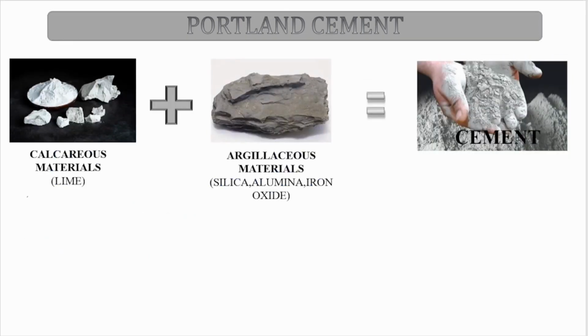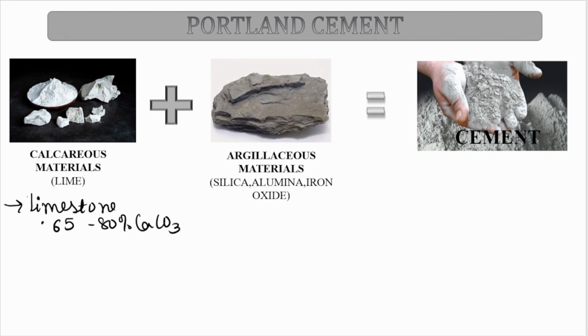So firstly, let us learn about the raw materials of Portland cement. Portland cement is prepared by mixing mainly two types of material in definite proportion, and they are calcareous and argillaceous material. Now, the materials which provide us with lime are generally called calcareous material. For example, limestone, in which we can find about 65 to 80% of CaCO3, that is calcium carbonate.